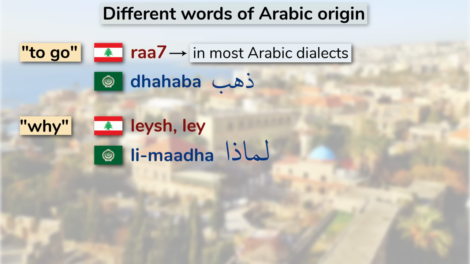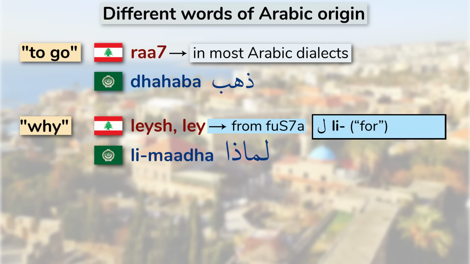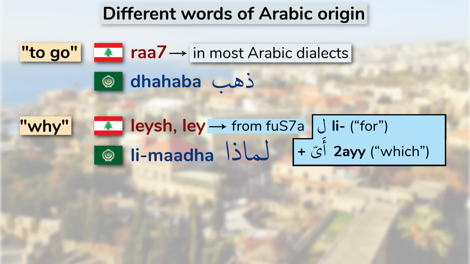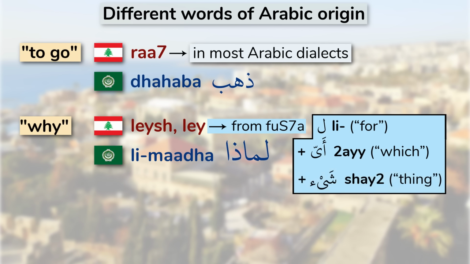The question word meaning why in MSA, in modern standard Arabic, is لماذا which translates to for what, while the word for why in Lebanese is ليش or ليه. This word itself was not part of classical Arabic, but it comes from the classical Arabic words لي meaning for plus أي meaning which and شيء meaning thing. لأي شيء. For which thing or for what.